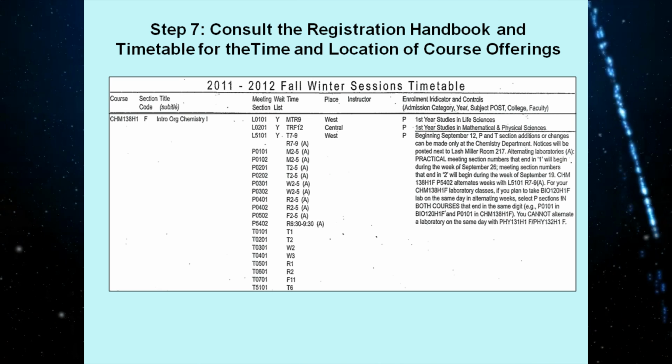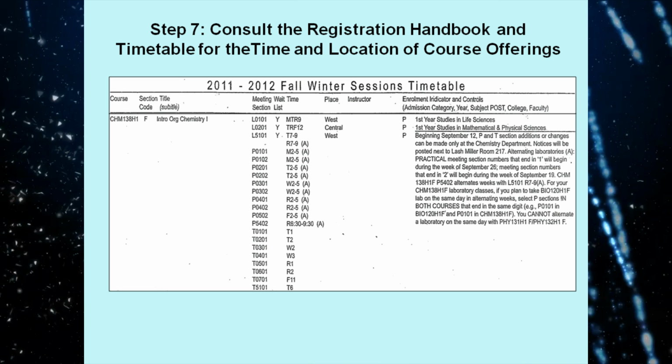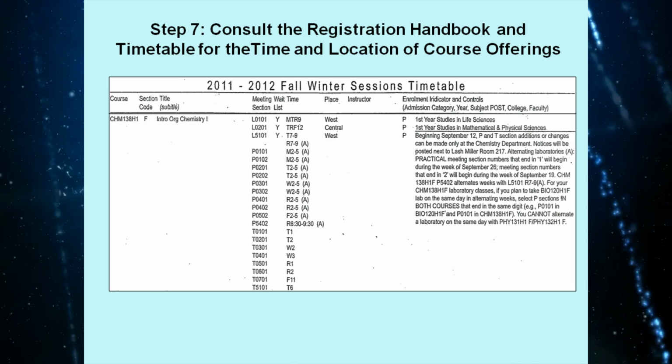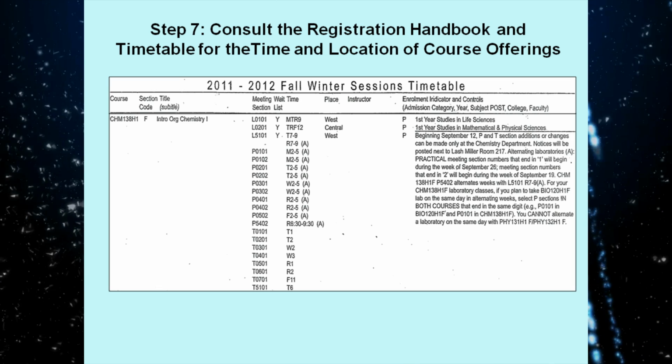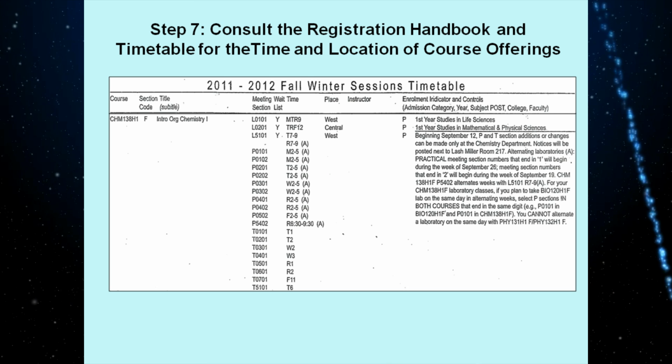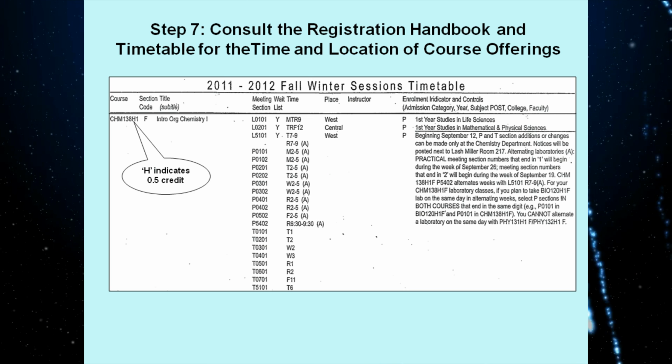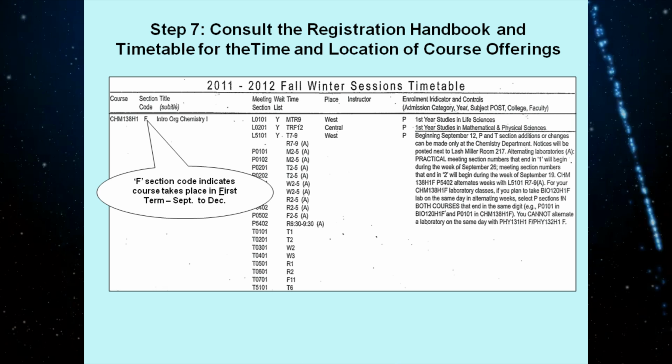You need to consult the registration handbook and timetable to determine the times and locations of course lectures and tutorials in order to prepare for your weekly course schedule. Let's look at Chemistry 138H1F for an example. Here, the H indicates the half credit, 0.5. F indicates that it's in the first term.